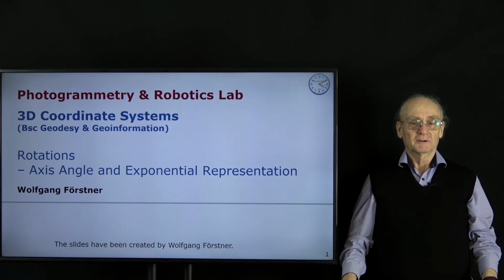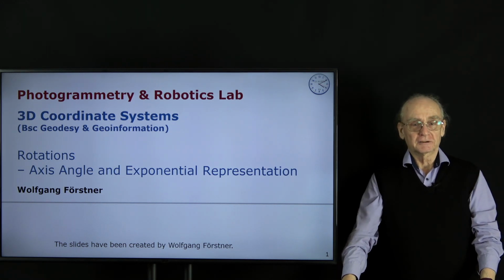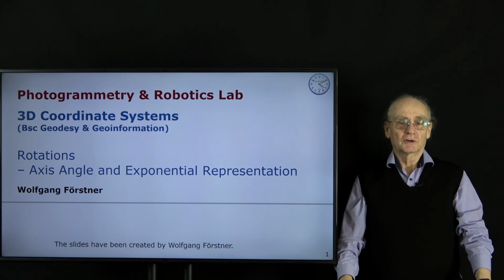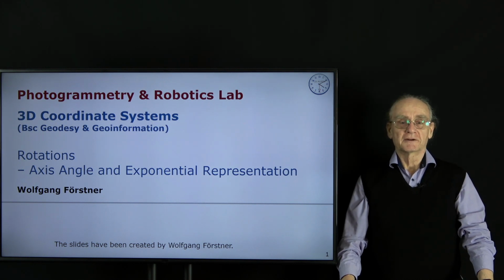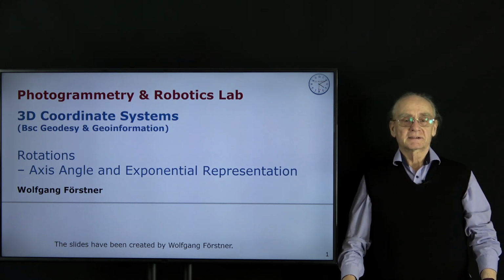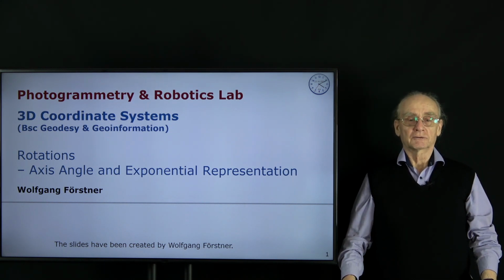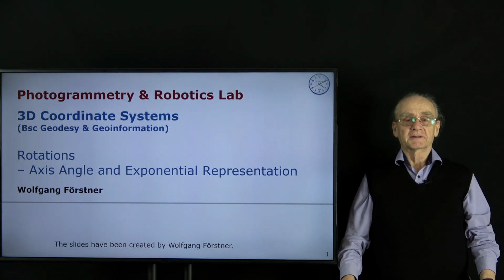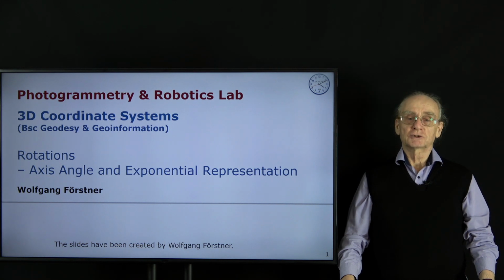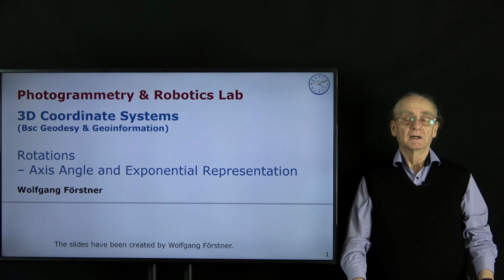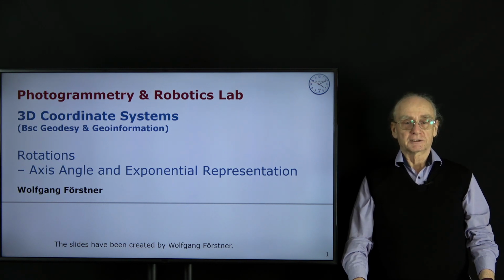Yeah, ladies and gentlemen, welcome to this fourth lecture on 3D coordinate systems. This time we will talk about two further representations for rotations in 3D. One is called axis angle representation, which is describing a rotation by its rotation axis and the rotation angle. And the second one is an exponential representation, which is quite nice because it's very short and actually closely linked to the axis angle representation.